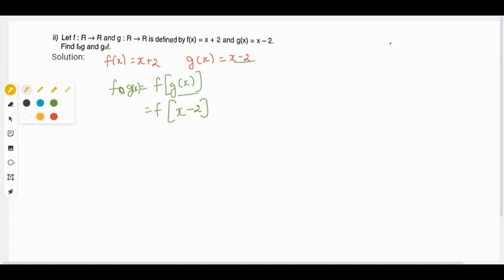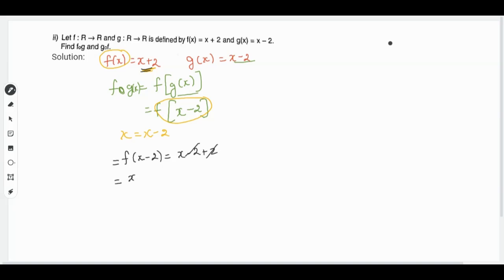Now if you compare this with f of x, we can see in place of x we have x minus 2. So substituting in the formula, f of x minus 2 will be x minus 2 plus 2. Minus 2 and plus 2 get cancelled. That will be equal to x. That is nothing but fog of x.